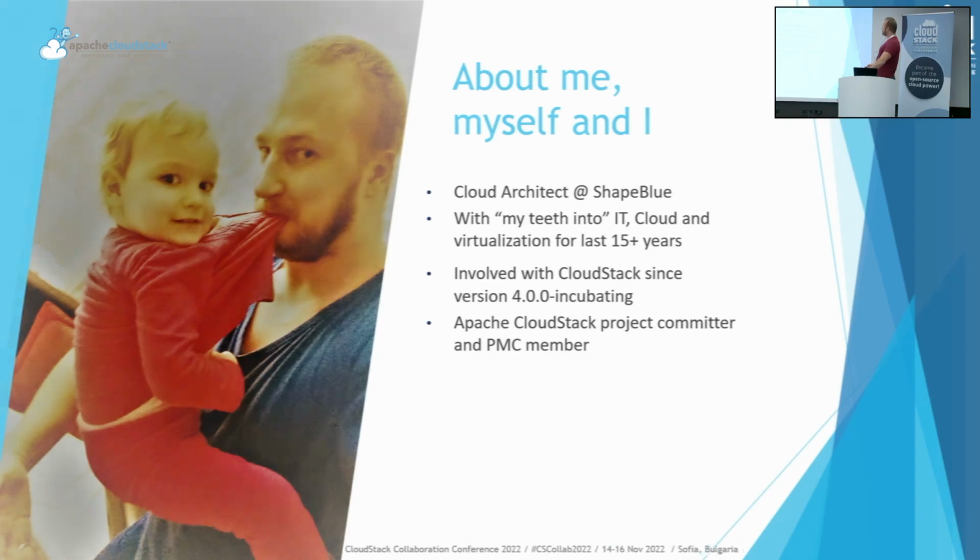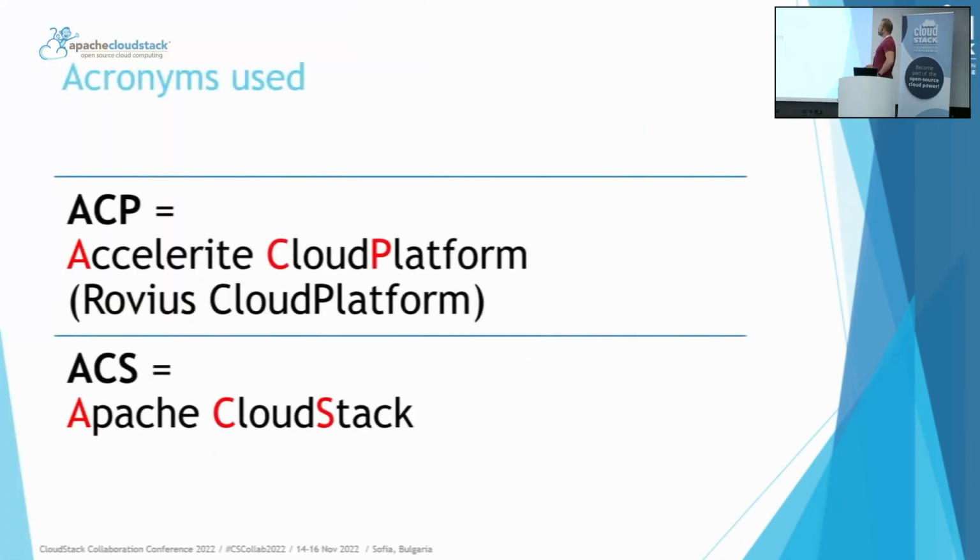Right, before we continue, as silly as it sounds, just to cover two abbreviations which we're going to use throughout the document. ACP stands for Accelerite CloudPlatform, or in short, CloudPlatform. So wherever you see ACP in the slides, that means CloudPlatform. And wherever you see ACS, obviously it's Apache CloudStack, just to make those differences.